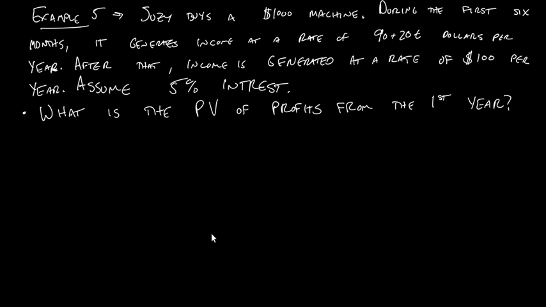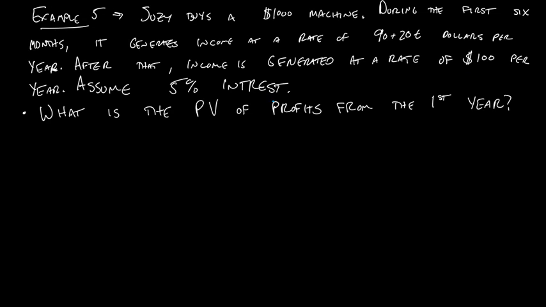Here's a problem that, while very similar to example 4, has a few extra kinks, so I thought I'd cover this one specifically. It starts out with Susie buying the same machine, except for the first 6 months it earns money at kind of this weird rate, right? This 90 plus 20t. And then after those 6 months, the machine earns money at a rate of $100 per year.